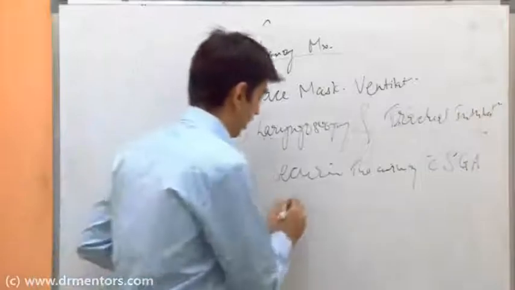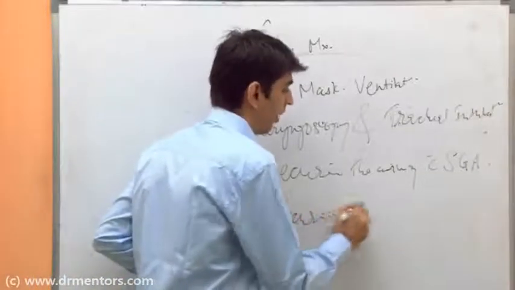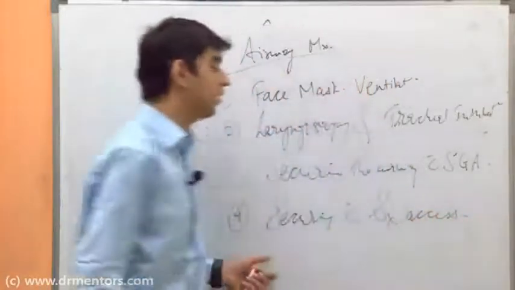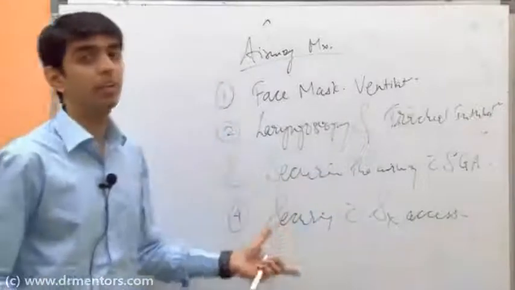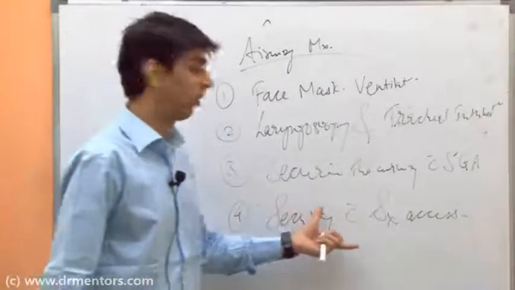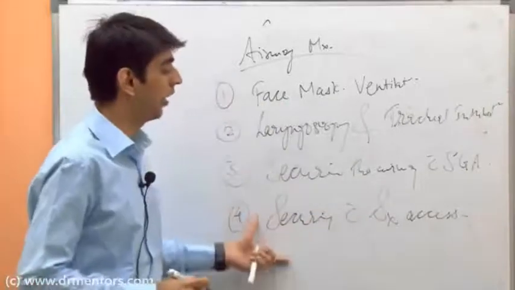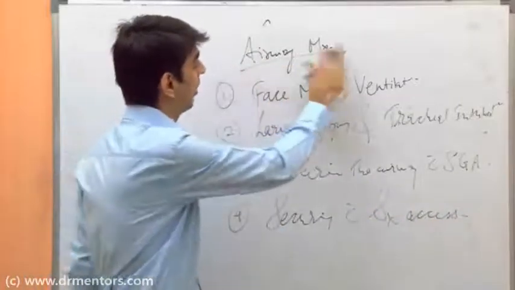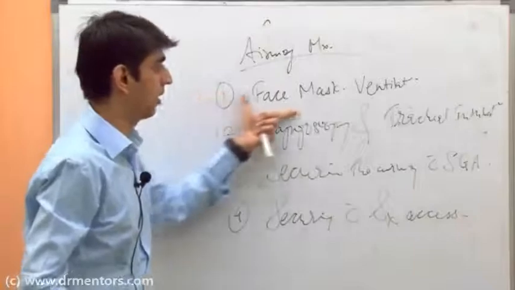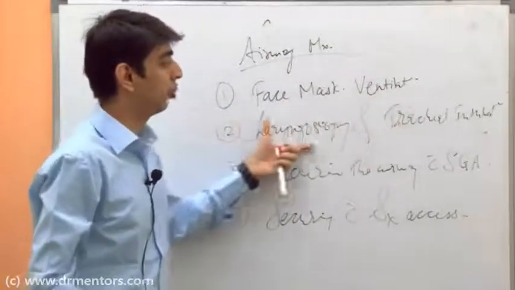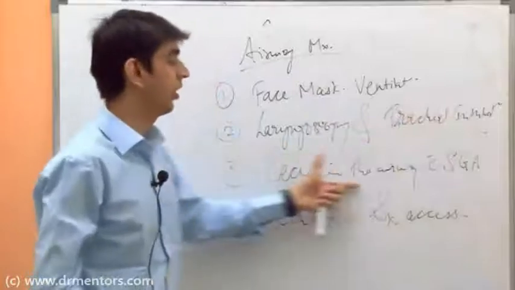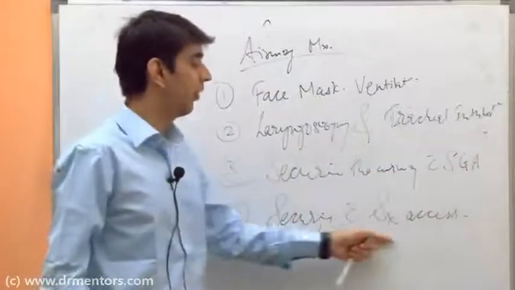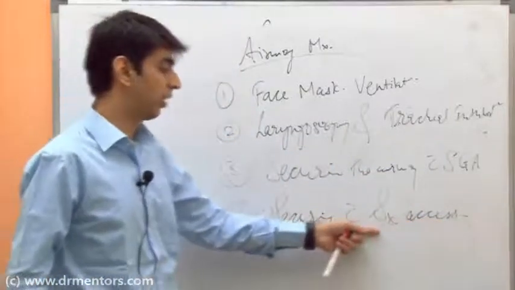Now the fourth one is securing the airway with surgical access. By surgical access, you have to secure the airway either by tracheostomy or laryngotracheostomy. Securing the airway by tracheostomy is surgical access. So airway management has four basic pillars. One is face mask ventilation. Second is laryngoscopy and tracheal intubation. Third is securing the airway using supraglottic airway devices or LMAs. The fourth is securing the airway using surgical access, that is by tracheostomy.